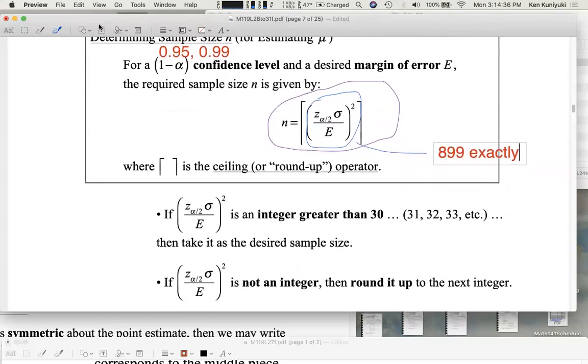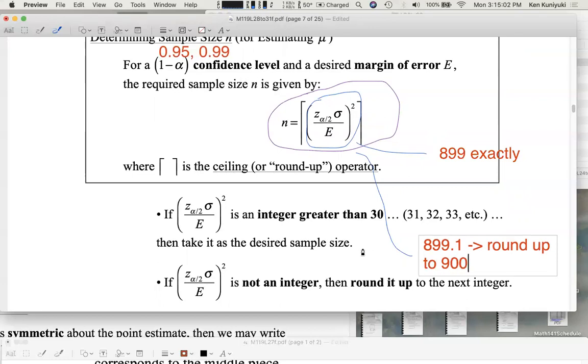Now, if you get, let's say, something like 899.1, well, this operator, this pair of symbols here, will tell you to round up. That's what the ceiling or round up operator does. Round up to 900, the next integer. Again, that's a way of being conservative, playing it safe. When in doubt, to play it safe, make the sample size just a tiny bit larger. Don't go nuts. Don't make it 1,000 or 2,000. Then you're going way beyond what's required of you. Be reasonable.